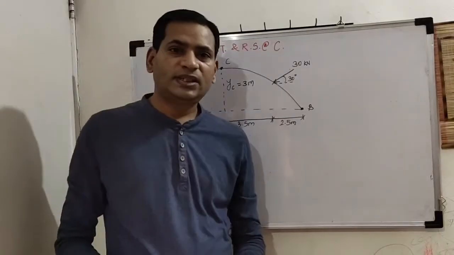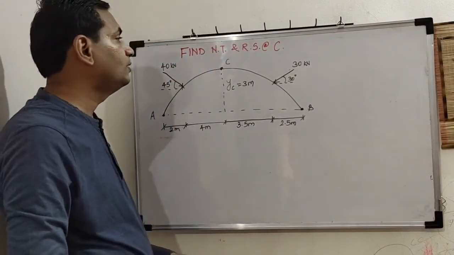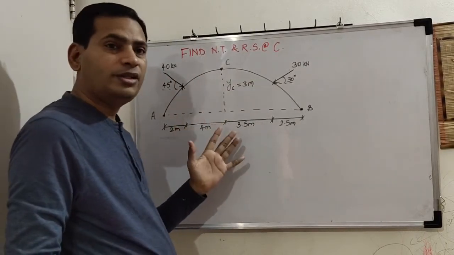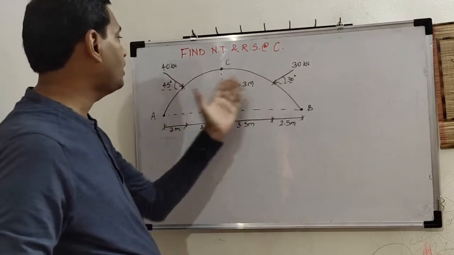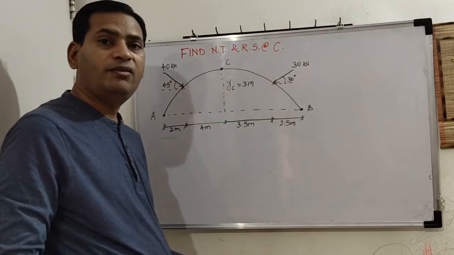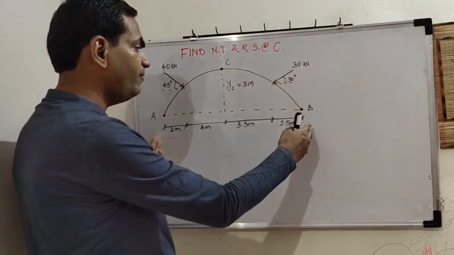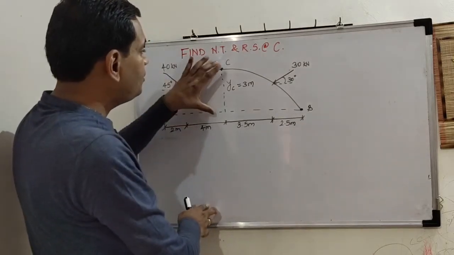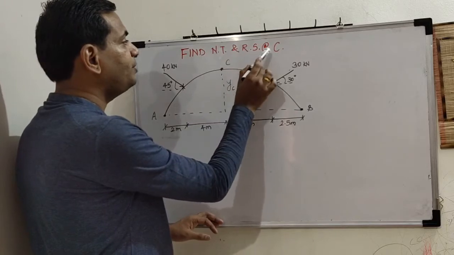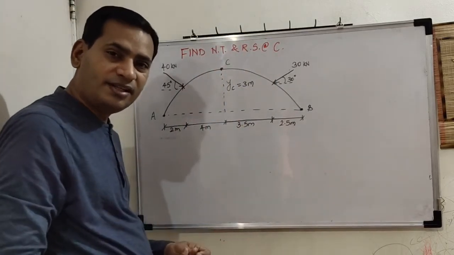Now we have another problem with one variety, that is there are 2 point loads just like previous case, but they are now inclined, having inclination of 45 and 30 respectively with respect to horizontal. Okay, so this span is 12 meter, central rise is 3 meter, and we have to find normal thrust and radial shear at the crown point C. Okay, so let us start.